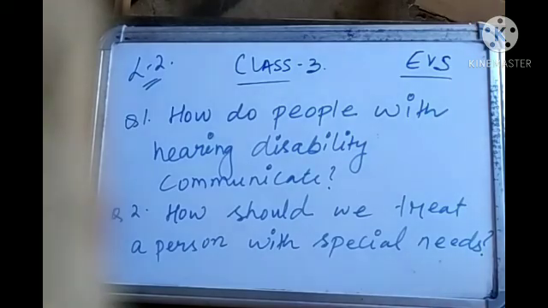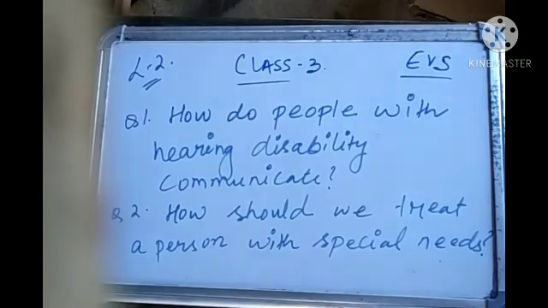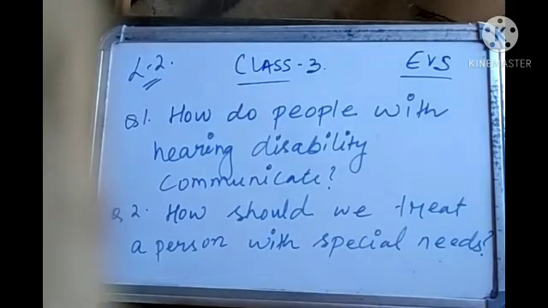I've already mentioned that this is just an evaluation, and you are not supposed to write the answer of this question in your classroom notebook. You can take the reference of the textbook also, and please go through the lecture again and again and try to find the answer of these questions. I repeat the question again. This is for evaluation. How do people with hearing disability communicate?